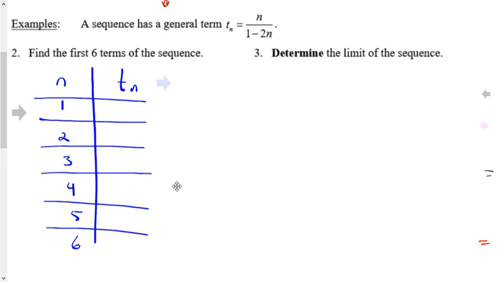Why don't you pause the video, complete this table, and then restart the video when you're ready to have a look at how my table compares with yours, and we'll use that to help us as we look at number 3.